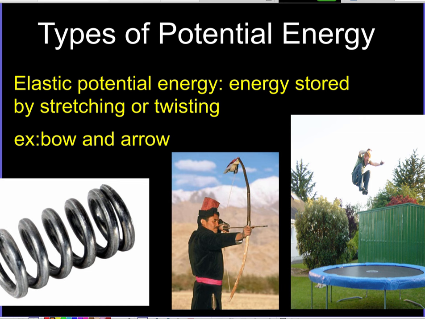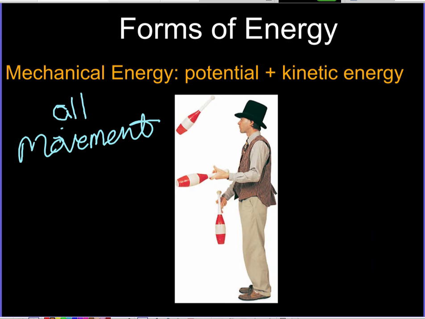Another type of potential energy is elastic potential energy. This is energy stored by stretching or twisting. This is when you change the shape of an object and it returns to its original shape. You have to apply kinetic energy to it to change the shape of it, and then it will spring off. A spring, a bow and arrow, a rubber band are great examples of elastic potential energy. Another type of energy is mechanical energy, where we have potential and kinetic energy working together. It's basically anytime you see movement, you are seeing mechanical energy.